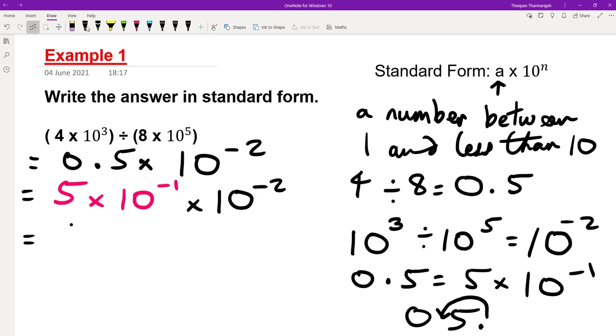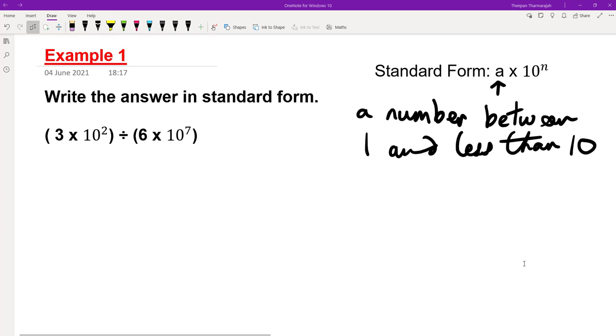So that will give me 5 times 10 to the power. Now be careful, minus 1 minus 2 is minus 3. So we get 5 times 10 to the power of minus 3. Here's a question for you to try. You can pause the video, and when you're done, I will go through my worked solution.